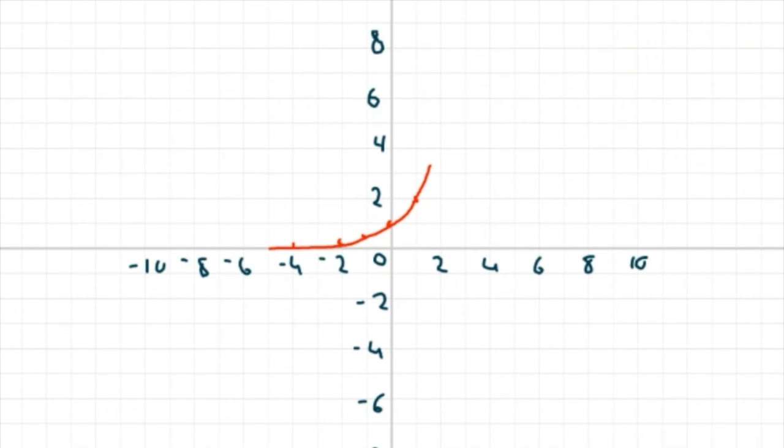Now we will graph f(x) equals 2 to the power of (x minus 3). For this, we will move the x values of the base graph right 3 units. So let's start.